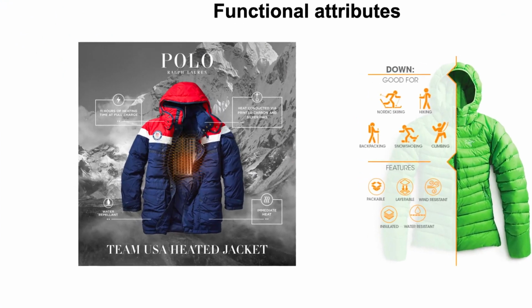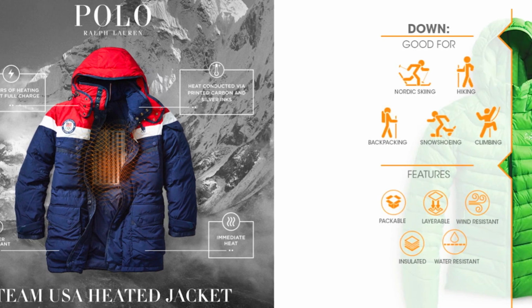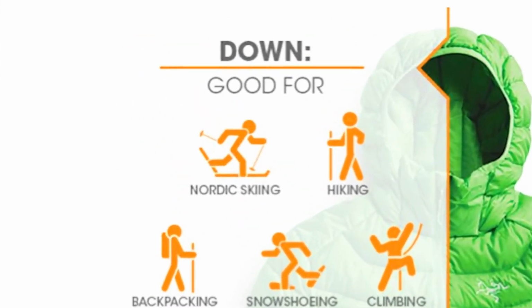So let's take a look at how we will sell jackets using functional attributes. With the example here on the left, the Polo Ralph Lauren jacket, you could see all the messaging around it. It says, this jacket provides immediate heat. It has hours of heat time. It's water repellent. All function-specific messages to sell this jacket. It's got a giant cold mountain in the back that implies you could probably wear this jacket to climb this big cold mountain.